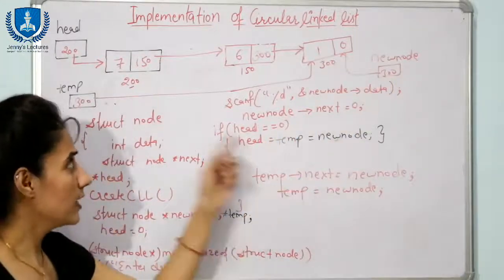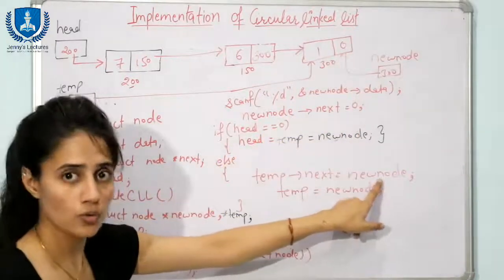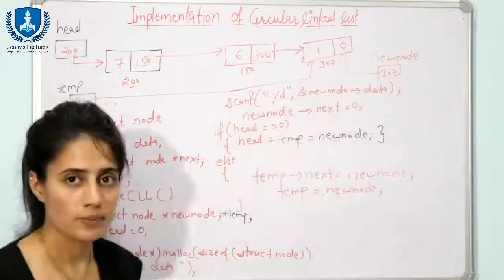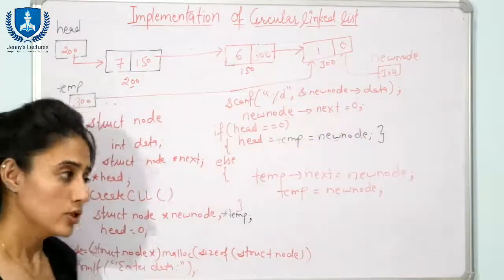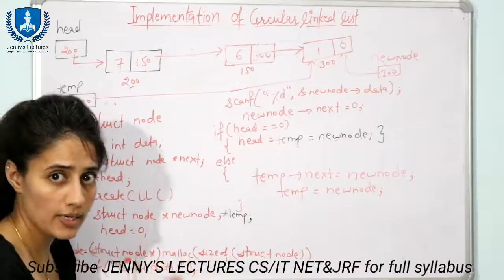In the else part, temp next. Temp of next means this one. Here I will store whatever the value in the newly created node. Fine. And after that we will move this temp. Right. Now suppose I want to stop here. I don't want to insert any extra node.